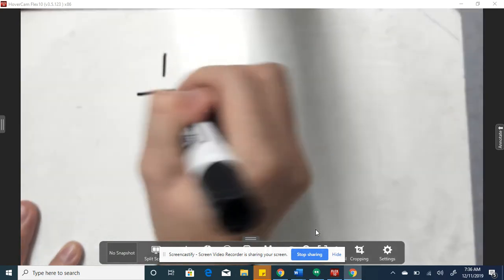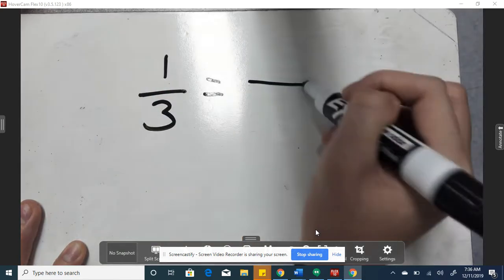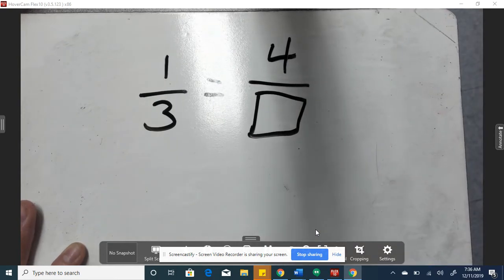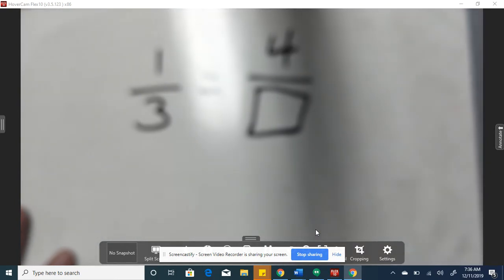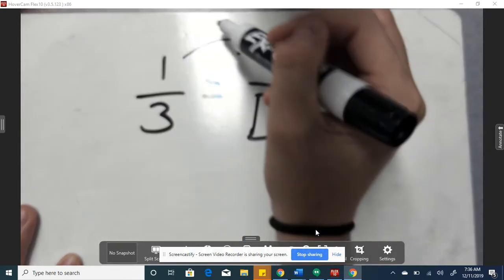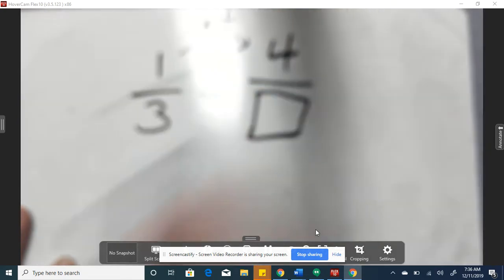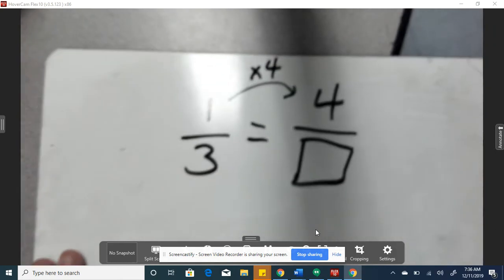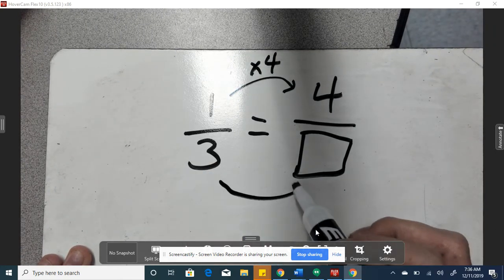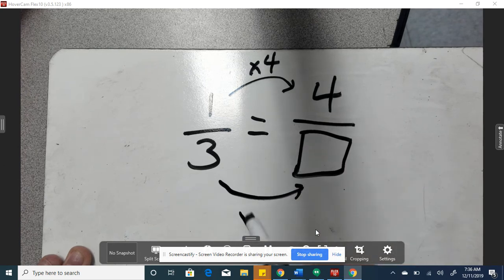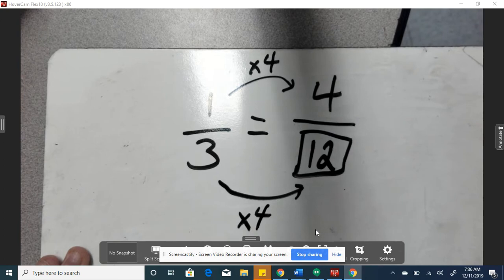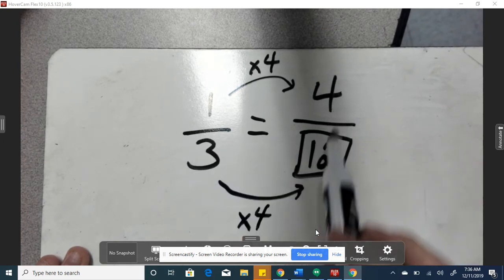Let's do it if we had a missing denominator. Let's do 1/3 equals 4 over a missing denominator. 1 times 4 equals 4. Oops, sorry, that light again. There we go. 1 times 4 equals 4. And now let's multiply by 4 on the bottom. 3 times 4 is 12. 1/3 is equivalent to 4/12.